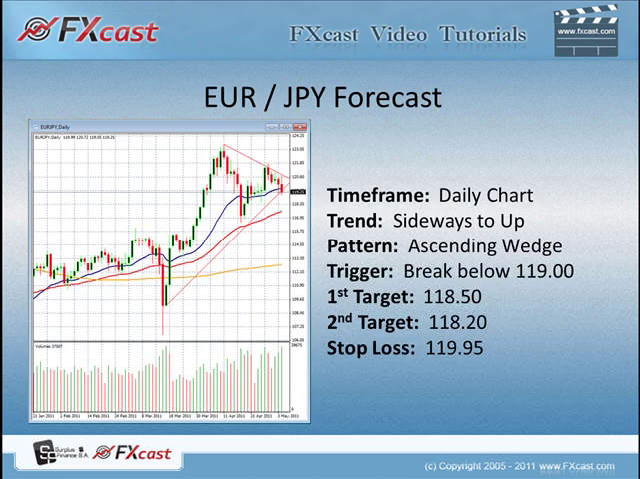Our first trade is the Euro Yen, and we've been talking about this all week, and it looks like it's finally going to happen. Now, we're looking at the daily chart, and our trend is sideways up, so we do have an ascending wedge. However, right now, we look like we're going to trade to break below 119 with a target of 118.50, a second target of 118.20, might go a little bit further, and a stop loss of about 119.95. Let's pull up the charts and take a look.